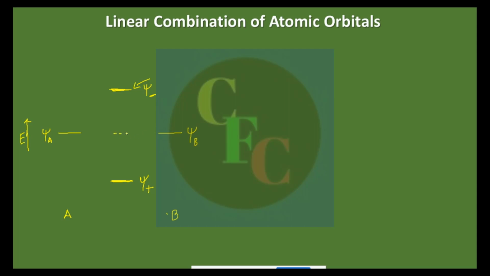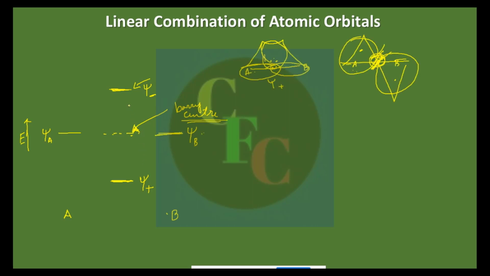And this center, which is in between this psi plus and psi minus, is called the barycenter. Like you have center of gravity, center of mass, right? Similarly, the center of energy is called the barycenter. And psi plus and psi minus will be exactly equidistant from this barycenter. One will be lower in energy, one will be higher in energy.